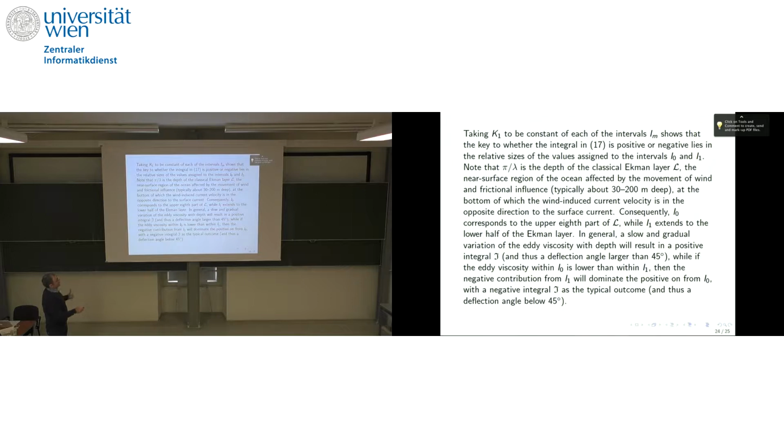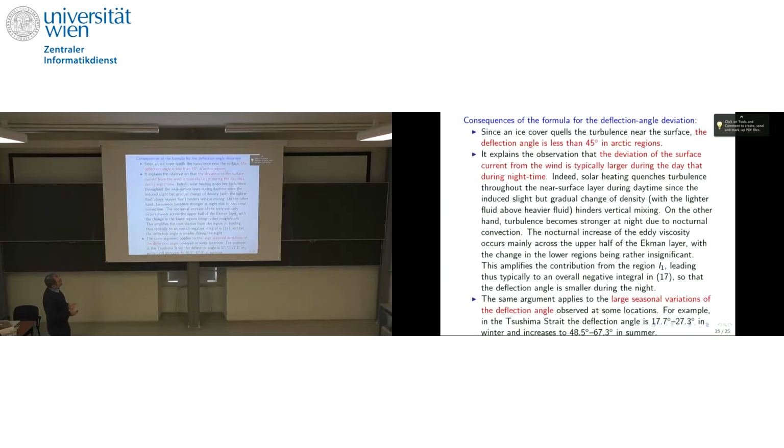45. If the eddy viscosity in I0, this is the first level, is lower, then the negative contribution is bigger, it's twice as big, will dominate the positive and the rest will not matter, and you will get an angle that is below 45. Okay, this is the mathematical analysis, but you can read now in terms of physical consequences.